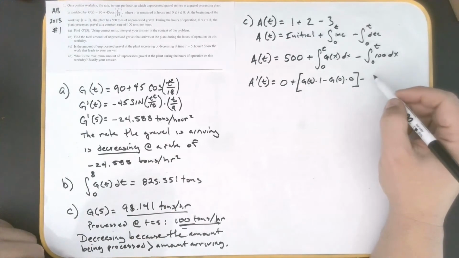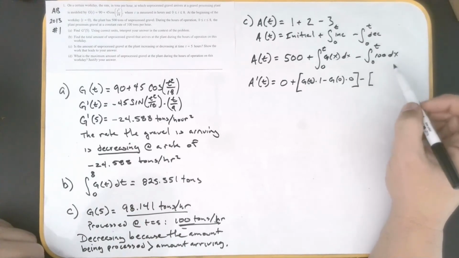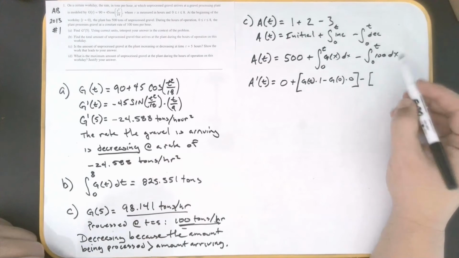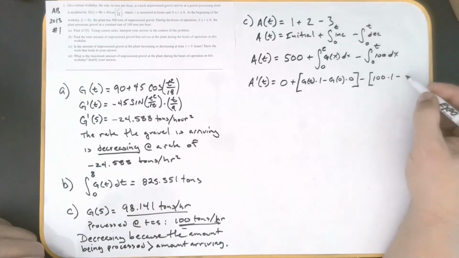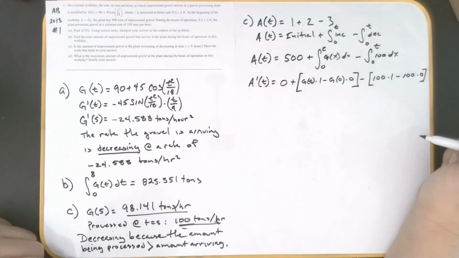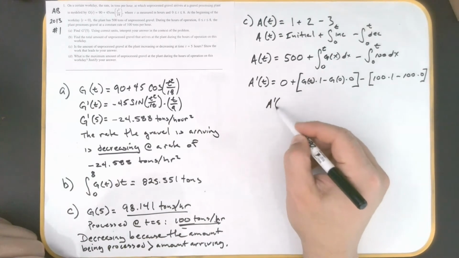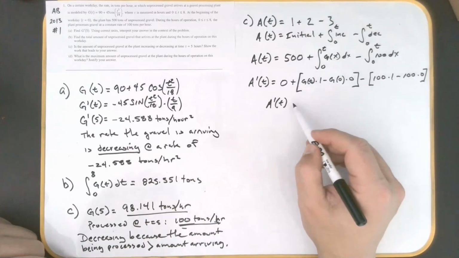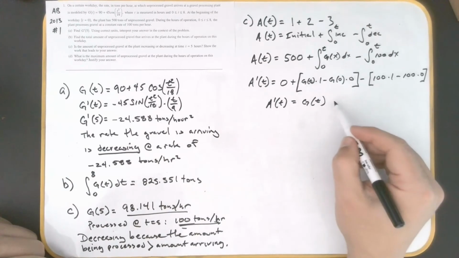Minus, this is also the same. So I evaluate the function at t, and that is just 100, times the derivative of the interval, which is 1, minus the function evaluated at 0 is still going to be 100, times the derivative of 0, which is 0. Technically, that's what I get, all four components. If I simplify all that down, the derivative a prime of t is equal to, all of this simplifies down to just g of t minus 100.